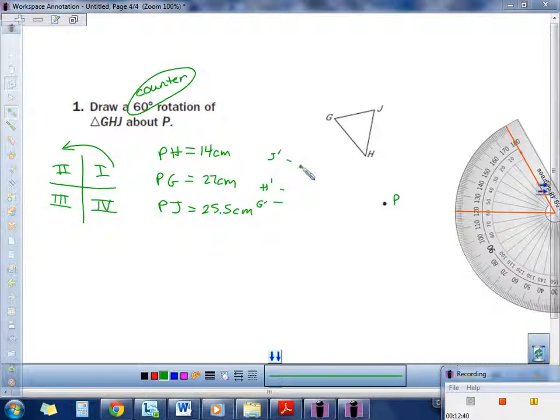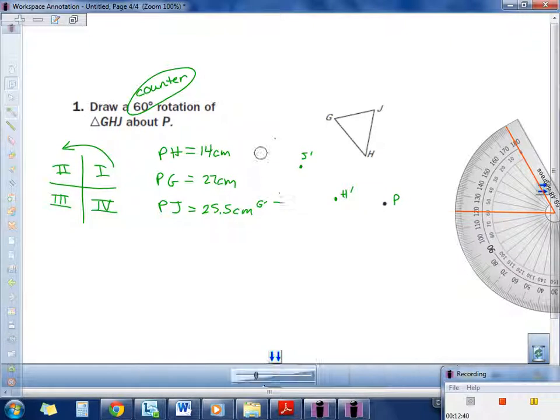25.5 will be about here. So I can erase that one and put my J prime over here. P to H prime should be 14 centimeters from P. So I'm going to align my ruler real quick. And that'll end up being about here. So that's my H prime, and I can erase this now.